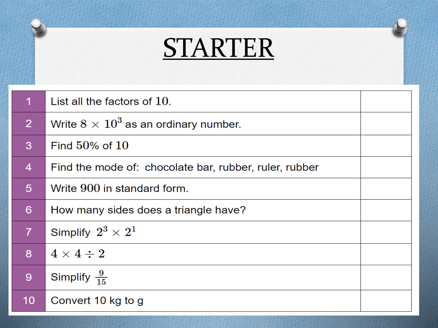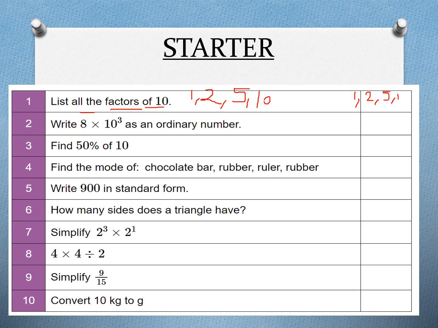So answers for these. Question number 1. List all the factors of 10. Factors are numbers that go into 10 without a remainder. That's 1, 2, 5, and 10. These are the 4 numbers that go into 10 with 0 remainder. So 1, 2, 5, and 10.